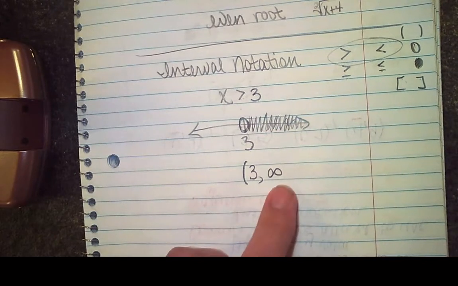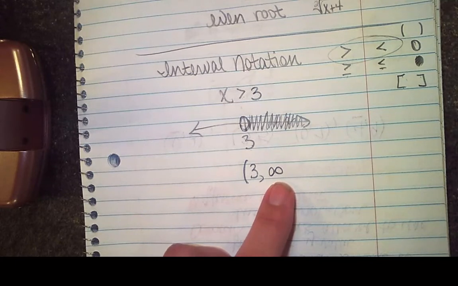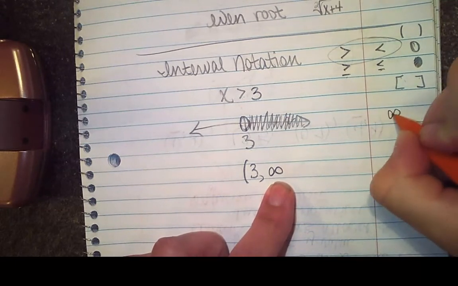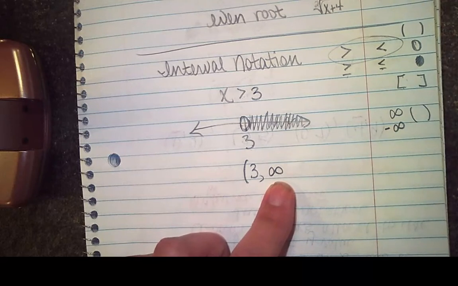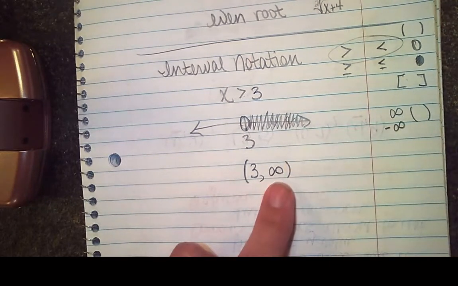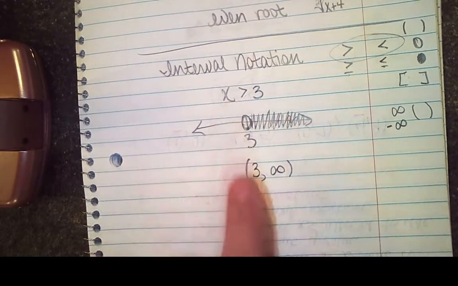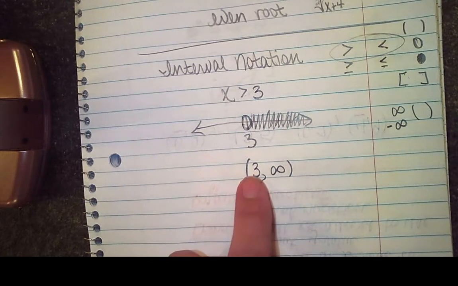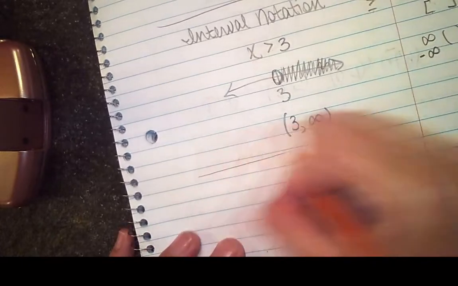And infinity, you can never equal infinity. Infinity is a concept, it's not a number. So if you ever are using infinity, either positive infinity or negative infinity, you will use soft brackets, or parentheses. So I'm going to say that it goes all the way out to infinity. So this is an inequality, and this is interval notation, and they mean the same thing, they just look completely different. So let's try one more.